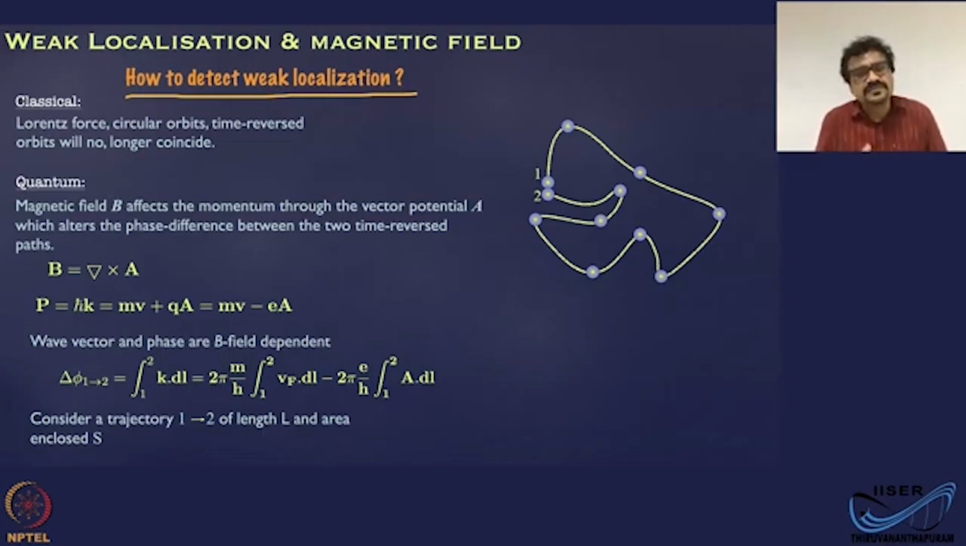Now in quantum mechanics, we know that the magnetic field B affects the particle through the vector potential A. The magnetic field B is given by del cross A, where A is the vector potential.